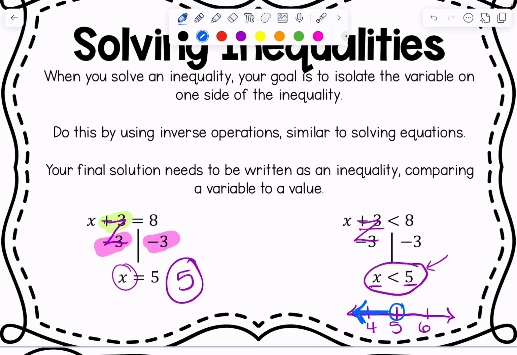So if I plug 4 back into my original inequality, if I plug in a 4 instead of my x, I should end up with a true inequality. So 4 plus 3 gives me 7. 7 is less than 8. Yep, that's true. And so that means I've shaded the correct part of my number line.